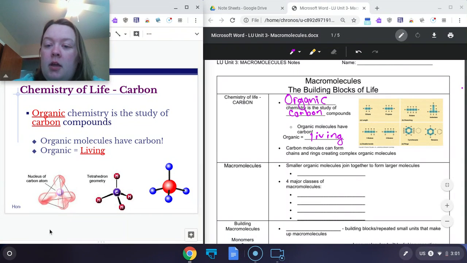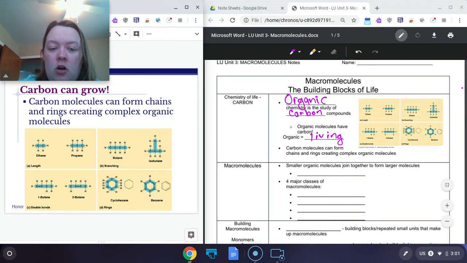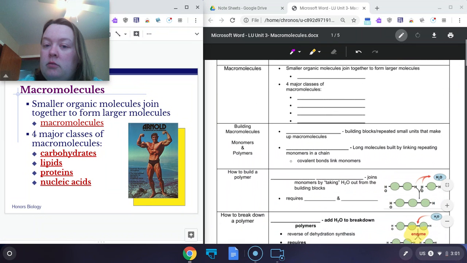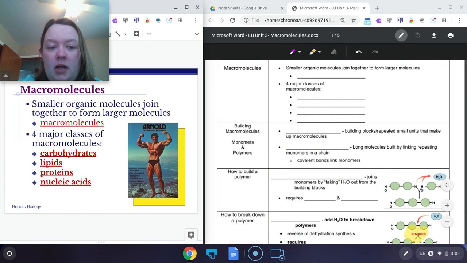Now, this is going to be very important for the different macromolecules that make up living things, because carbon can form long, complex chains and rings. These complex chains and rings are going to form the macromolecules that are found in and essential for life. Therefore, we are talking about the macromolecules, which are essential for life.